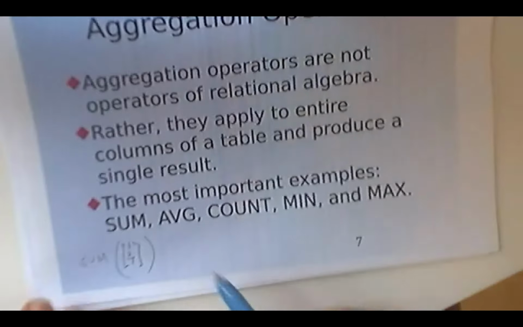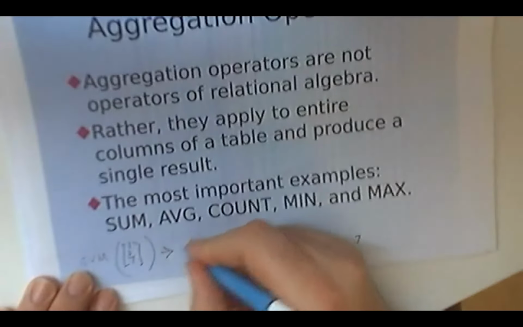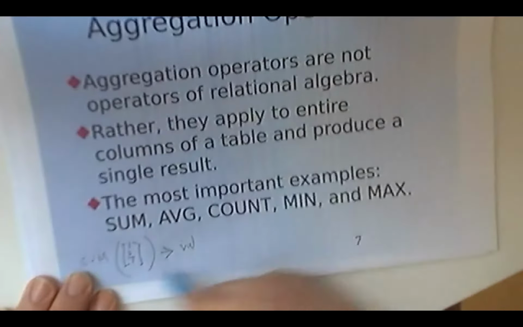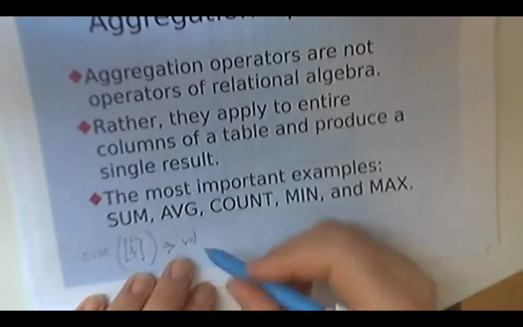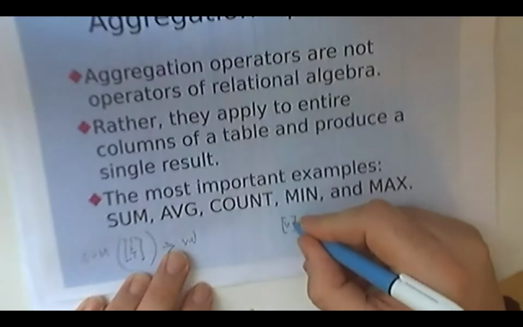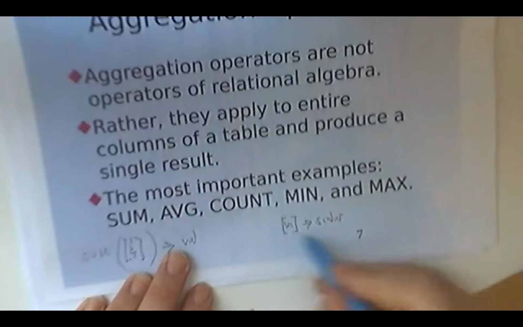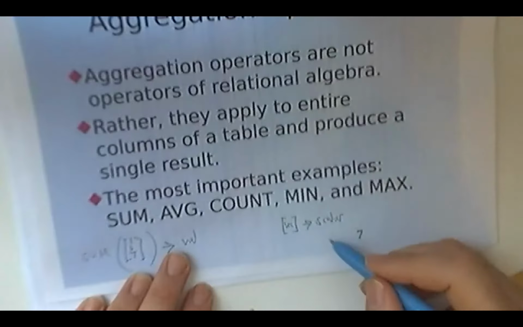But you notice here that it's going to return to you a single value, a scalar. So basically these are vector to scalar operations. That's what aggregate operators do.